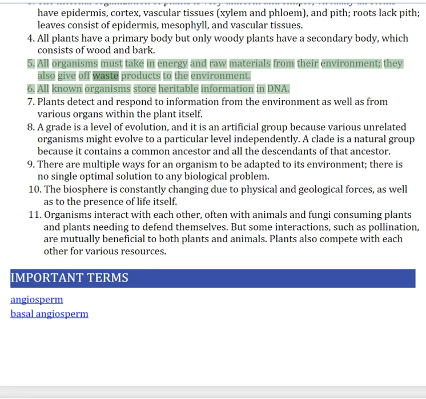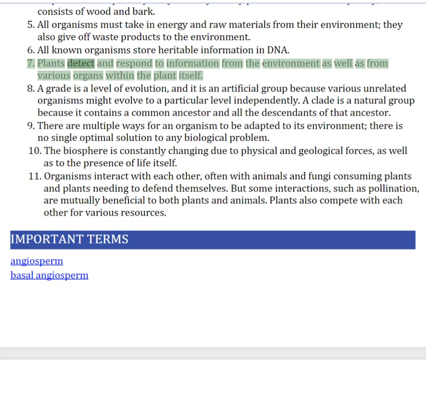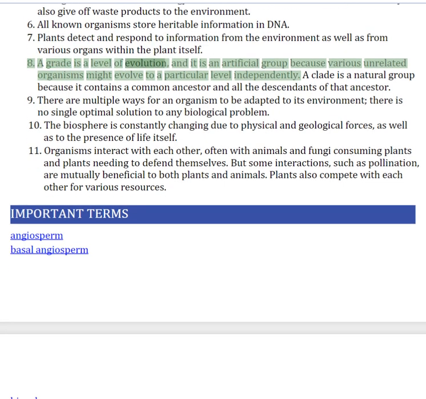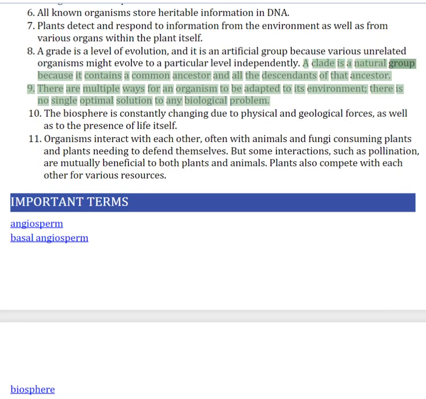5. All organisms must take in energy and raw materials from their environment. They also give off waste products to the environment. 6. All known organisms store heritable information in DNA. 7. Plants detect and respond to information from the environment as well as from various organs within the plant itself. 8. A grade is a level of evolution, and it is an artificial group because various unrelated organisms might evolve to a particular level independently. A clade is a natural group because it contains a common ancestor and all the descendants of that ancestor.